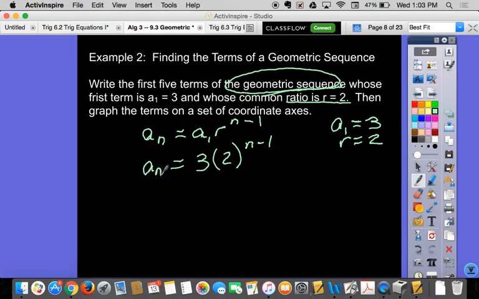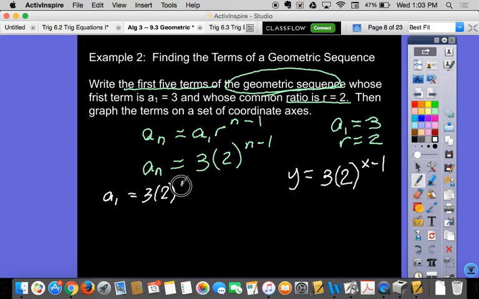You can generate your first 5 terms if you want to. Now, quite honestly, you can use your calculator. You can go to y equals, and type that in. Just don't use an n, use an x. Then go to the table, and you can get your terms rather quickly. Otherwise, just start putting in numbers. So you have 3 times 2 to the 0.